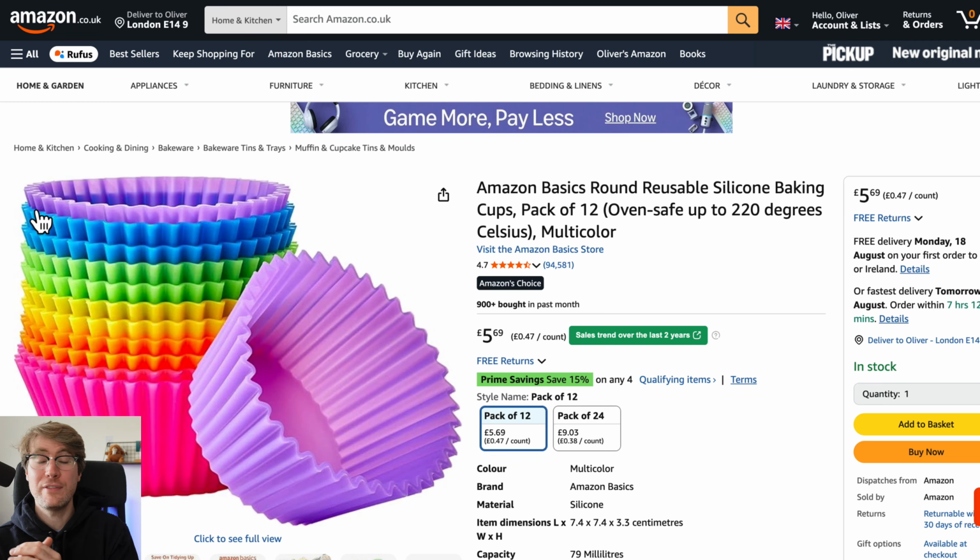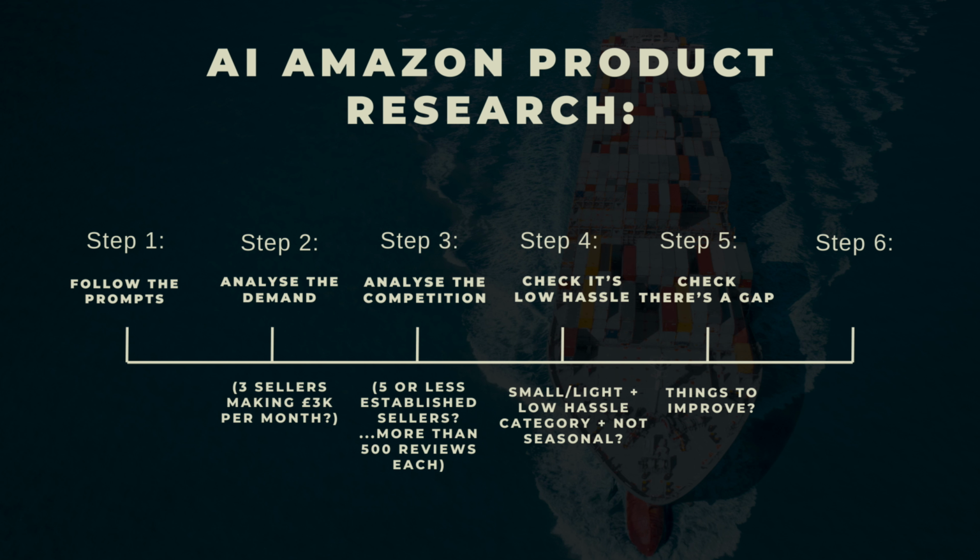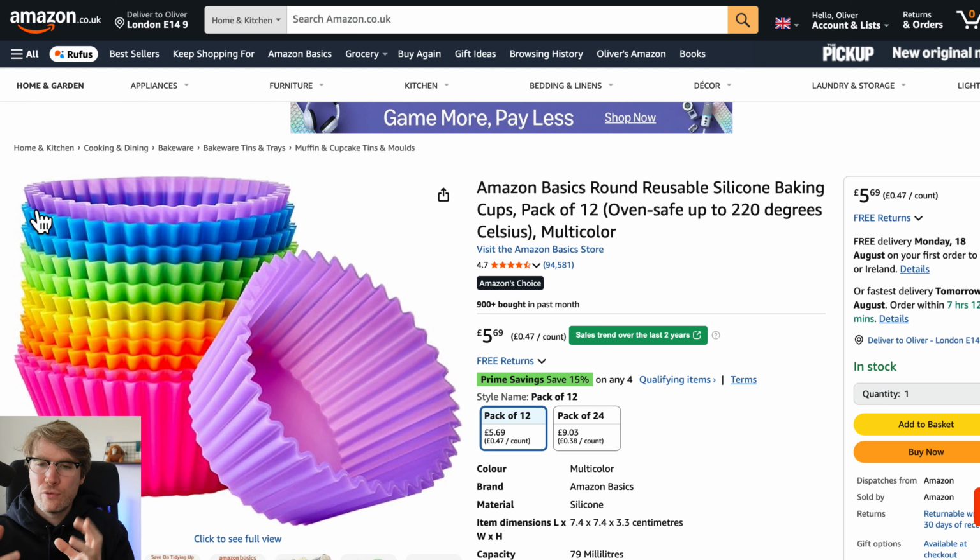And if they do well, then we can start to scale up as we feel confident. So we've looked at the 4 elements of the smash hit product radar: high demand, low competition, low hassle, gap. Finally want to move on to step 6, the final analysis. What's my overall feeling about this product? What's my hunch? And would I actually sell it?